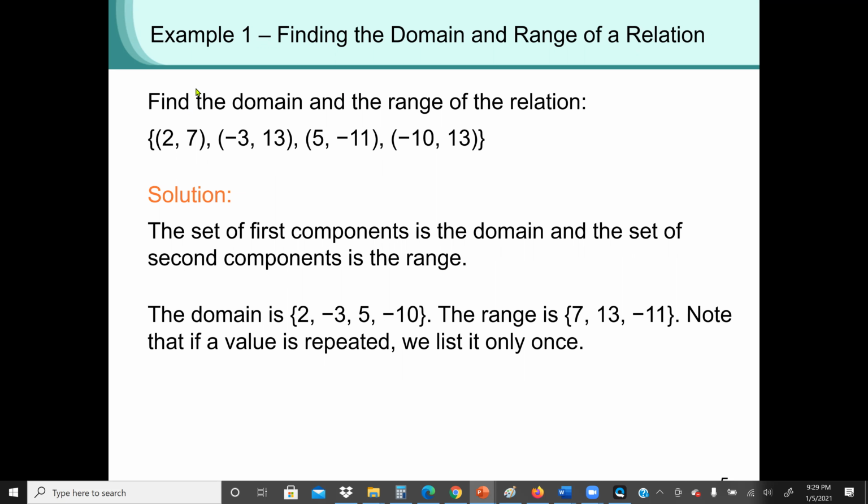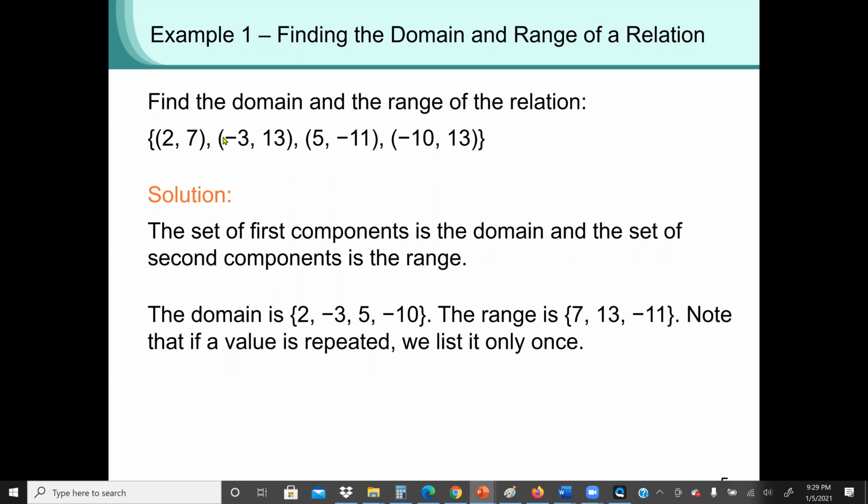So this is our example. Here they say we should find the domain and the range of a relation. We can see that a relation is a set of ordered pairs, where the first value is always our domain and the second value is the range. So in this case, my domain will be 2, -3, 5, and -10. My range will be 7, 13, and -11. And we cannot repeat the 13 twice, so it's still 13.